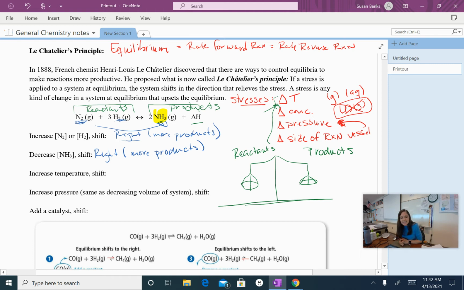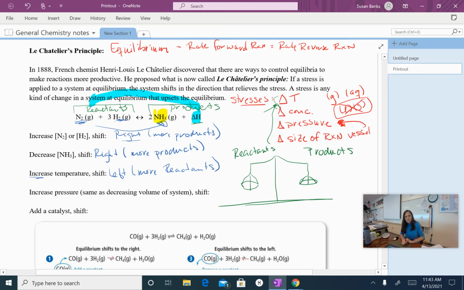Okay, if I increase my temperature, so I'm increasing my temperature, I'm putting more of that in. Wouldn't that make my product side really heavy? That would make my reactant side really light. I need to make my reactant side heavy again so it evens out. So I would actually shift left. I would shift left to make more reactants. So this would be shift left to make more reactants.